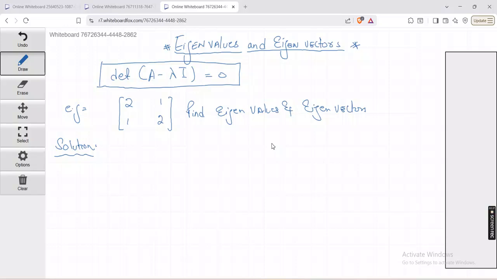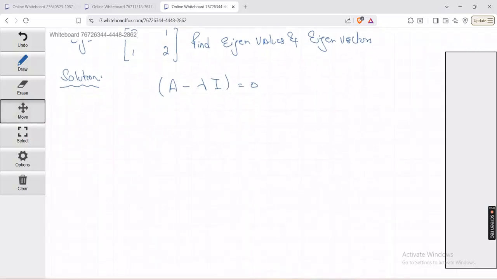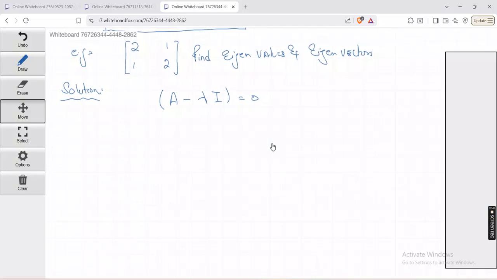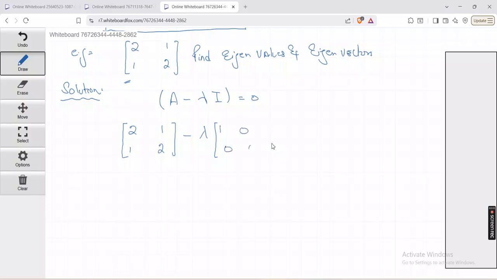As I told you, the formula is here. A minus lambda into the identity matrix is equal to 0. So now you have to write A. This is your A matrix. So write 2, 1, 1, 2 minus lambda. Lambda is lambda. And you all know this is the identity, so 1, 0, 0, 1, which is equal to 0.